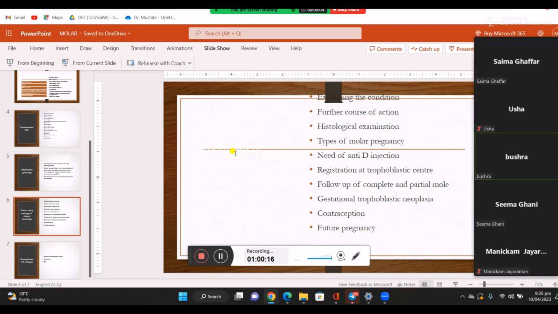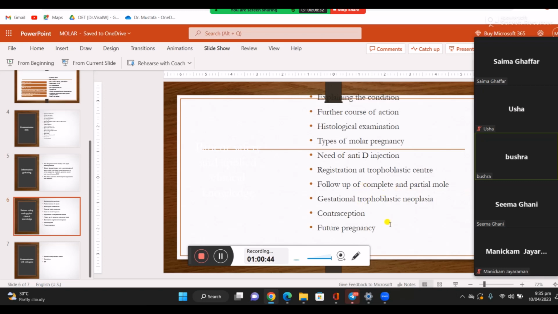We will say that in case it is partial mole, your follow up will be until your two levels of pregnancy hormones become normal 4 weeks apart. Am I clear, Bushra? Okay. So then you told about gestational neoplasia and chemotherapy, right? And you told about complete and partial mole.